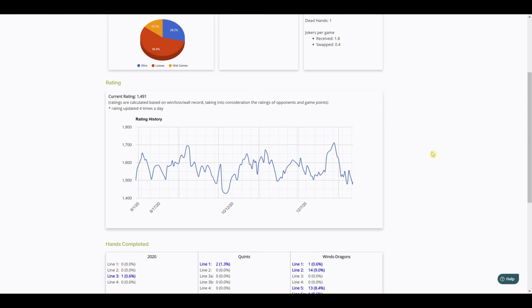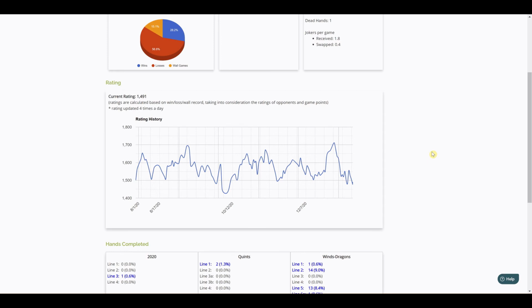The first factor is the rating of the other players at the table. For instance, a win against a player with a higher rating will result in a greater increase in your rating than a win against a similarly or lower rated player. Conversely, losing to a lower rated player will result in a greater decrease in your rating than a loss to a similarly rated or higher rated player.